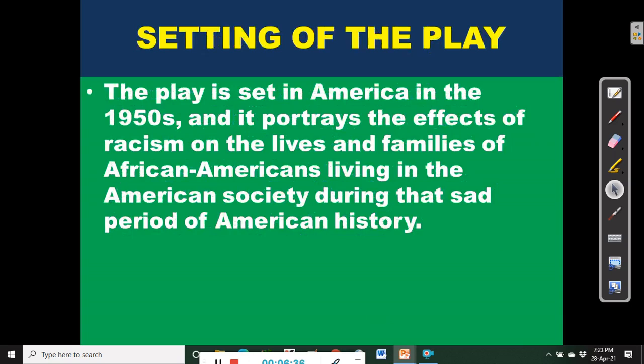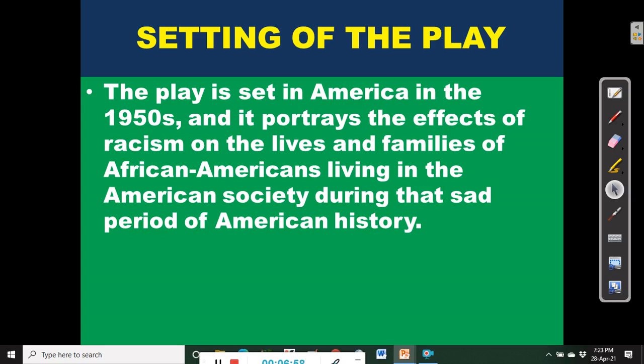Now let's look at the setting of the play. The play is set in America in the 1950s, and it portrays the effects of racism on the lives and families of African Americans living in the American society during that sad period of American history.